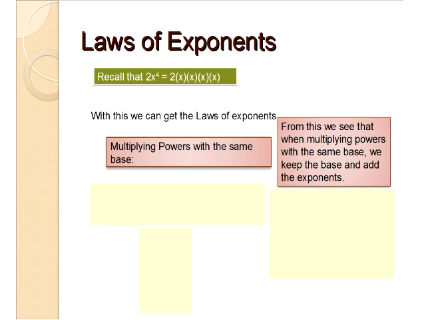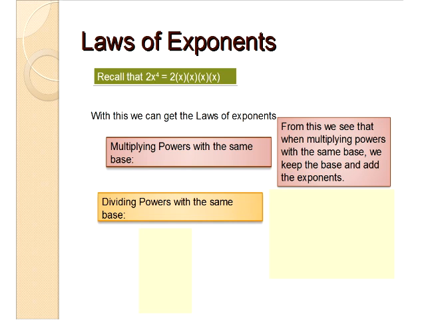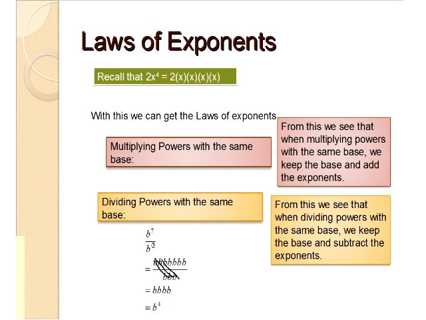And then, of course, if we have a scenario when we're dividing powers of the same base, like this, I have b to the 7 divided by b cubed. I can see that these b's will divide out. They will divide to equal 1. And what I'm left with here is b to the 4. And so again, from this simple demonstration, we can see that when we're dividing powers of the same base, we keep the base and subtract the exponents. Don't forget to keep the base.